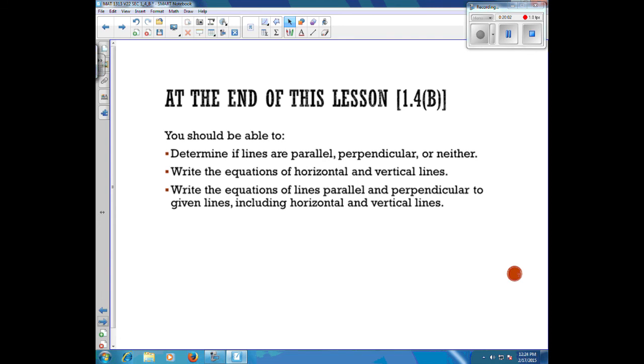So at the end of this lesson, you should be able to determine if lines are parallel, perpendicular, or neither. You should be able to write the equations of horizontal and vertical lines. And you should be able to write the equations of lines parallel and perpendicular to given lines, including horizontal and vertical lines.